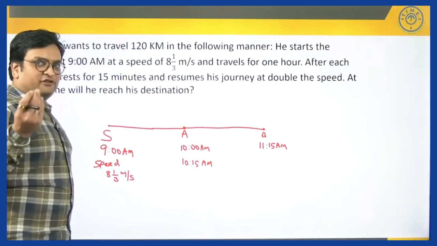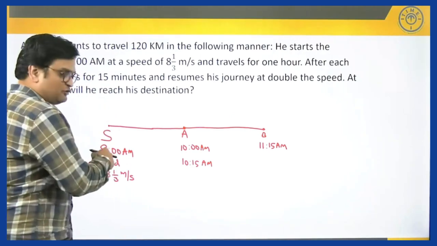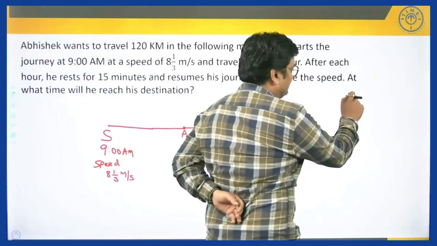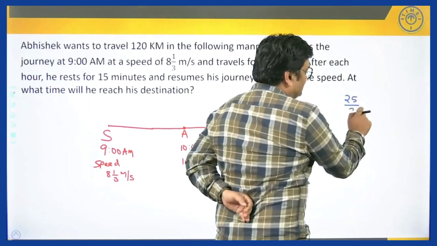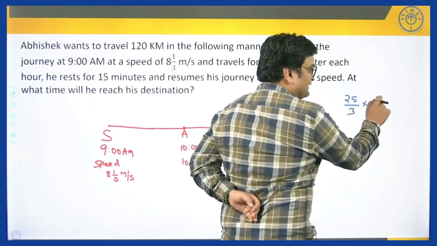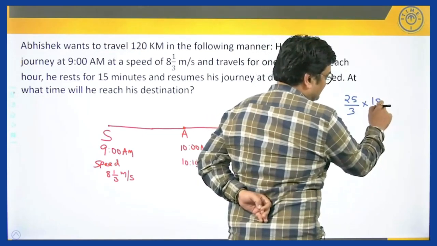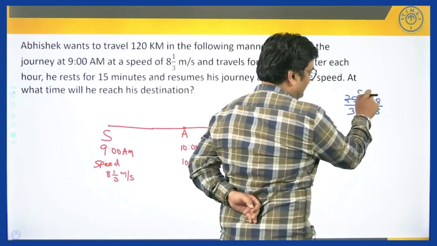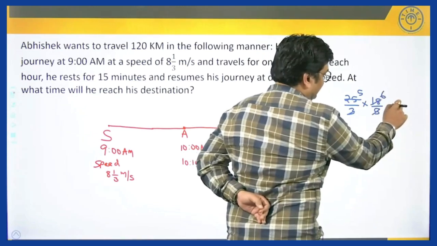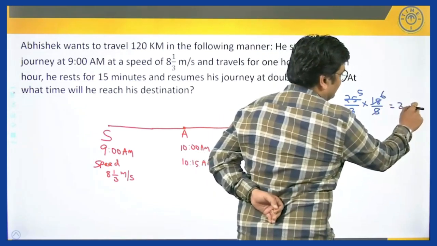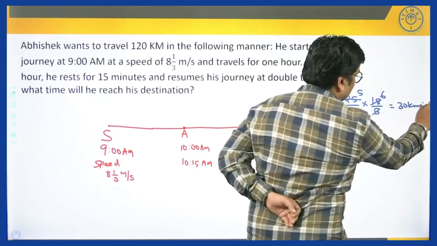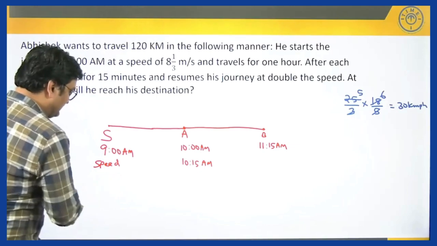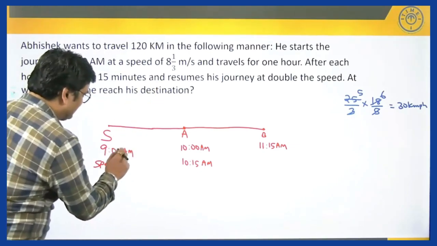I already told you, since time is in hours, let's convert speed into kilometers per hour. 8 1 by 3 is nothing but 25 by 3 meters per second. To convert this into kmph, we'll multiply by the 18 by 5 factor. When I do this, it's 5 times, 6 times, which gives us 30 kmph. So, the speed at which he is traveling, I won't take as 8 1 by 3, I'll rather take it as 30 kmph.